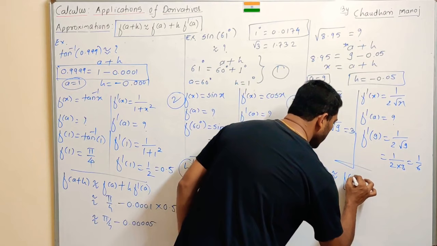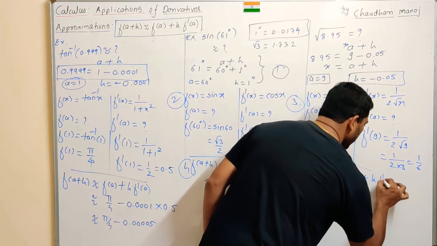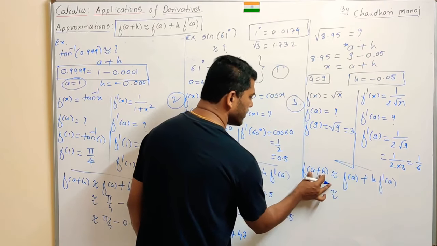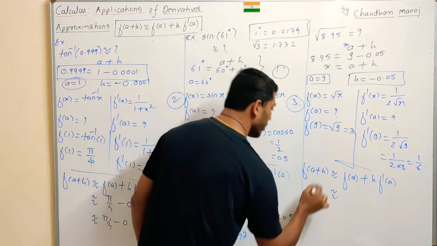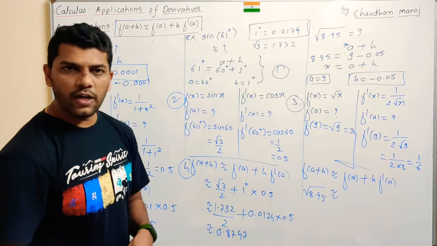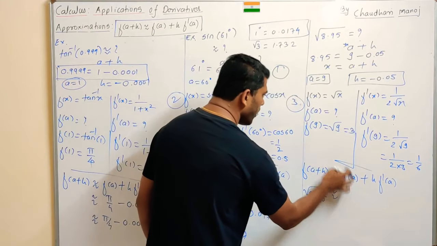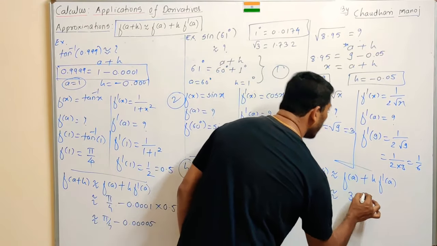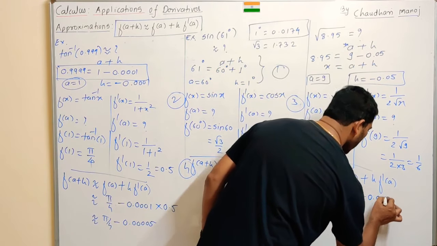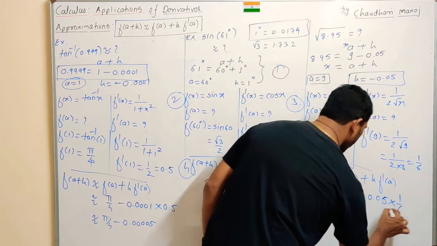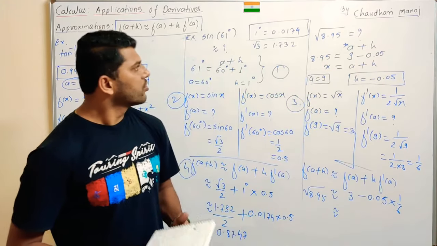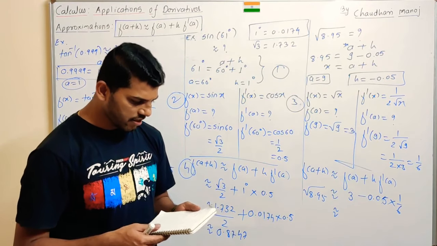So f of a plus h is approximately f of a plus h into f dash of a. So f of a plus h means I am talking about this under root 8.95, because we are trying to find the approximate value of that function. What is f of a? f of a is this one, which is 3. What is h? This is in the form of negative, minus 0.05. And f dash of a is 1 by 6. And keeping the calculations up to you, please simplify and find out. So it must be less than 3 or something.